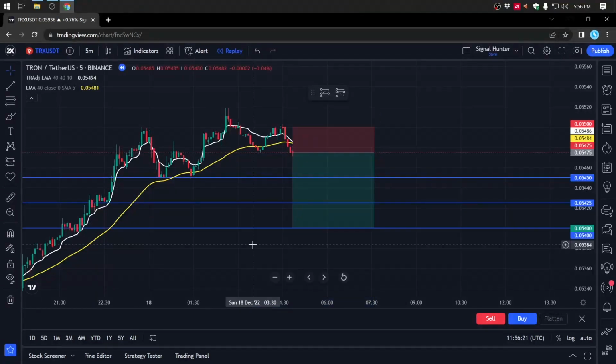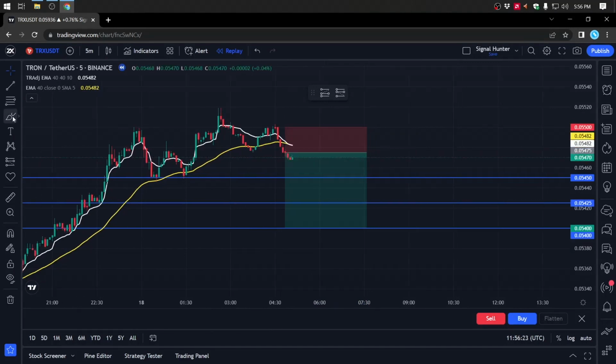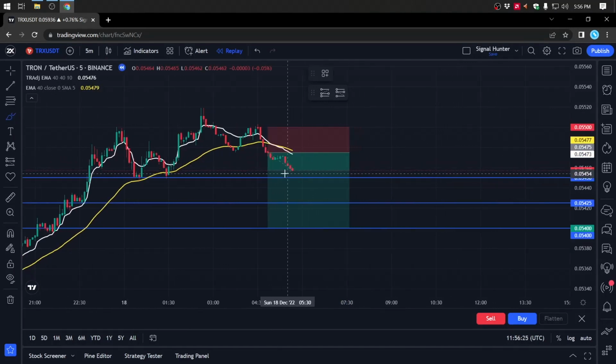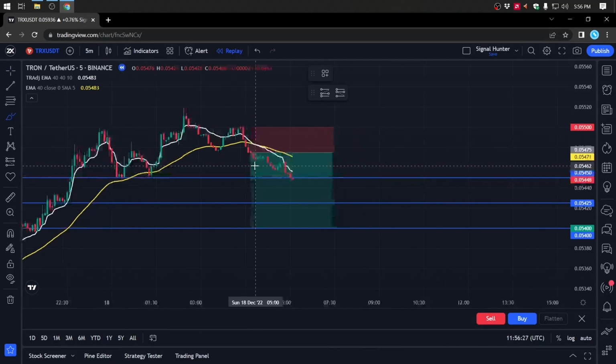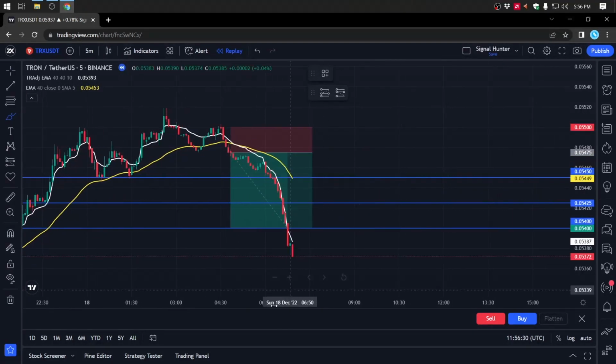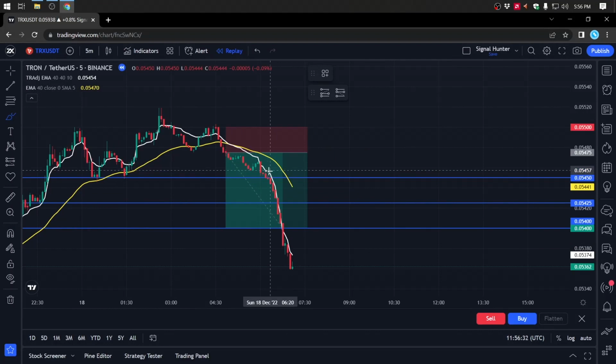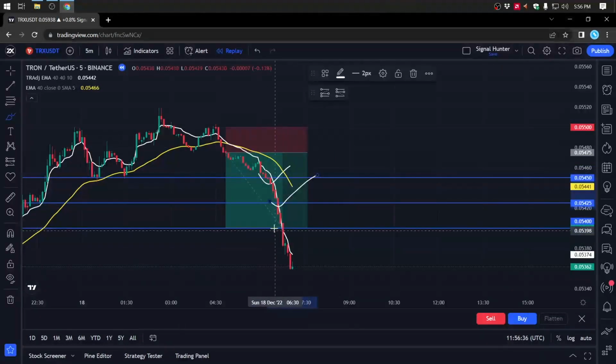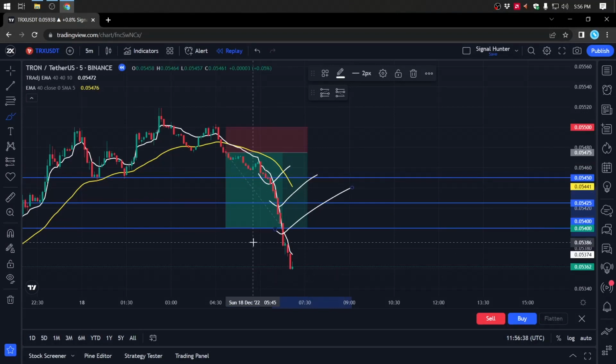And after a few moments the price is trying to go down, and let's see what happens. And after a few moments you can see the price is successfully hitting our profit target 1, profit target 2 and profit target 3, and it counts as another successful trade.